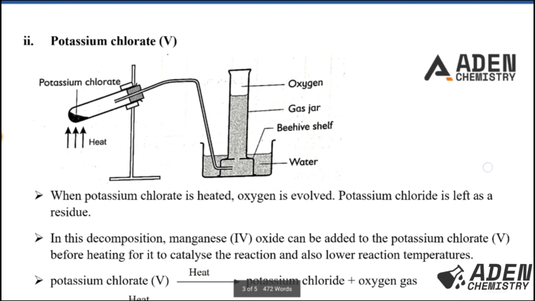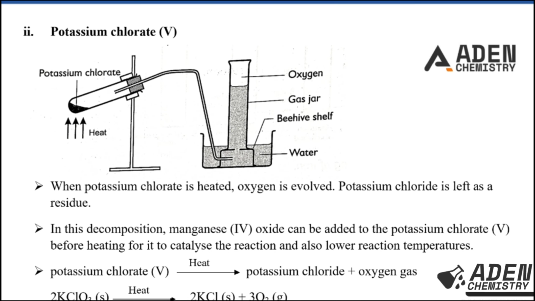So Roman 2 of C, heating potassium chlorate 5, or potassium chlorate. We use the same setup as that of potassium manganate 7. They are the same. So here we're having potassium chlorate 5 being heated. We are going to collect the oxygen gas produced by the water method. So when potassium chlorate 5 is heated, oxygen is evolved. Potassium chloride is left as a residue. So that means the potassium chloride will be left in the boiling tube.